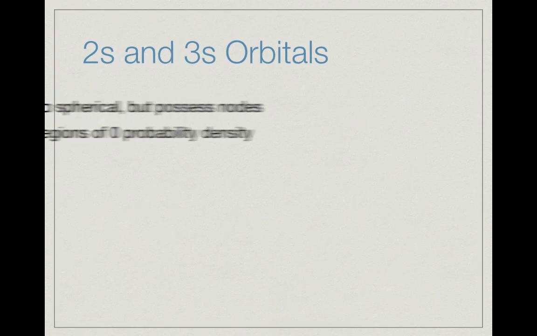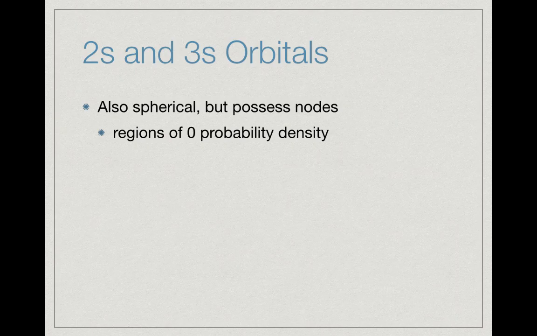If we go beyond something like the 1s and we look at the 2s and the 3s orbitals, they are still considered s orbitals, and so they are still spherical. However, inside the orbital, we get nodes of probability, and a node is a region of 0 probability density.